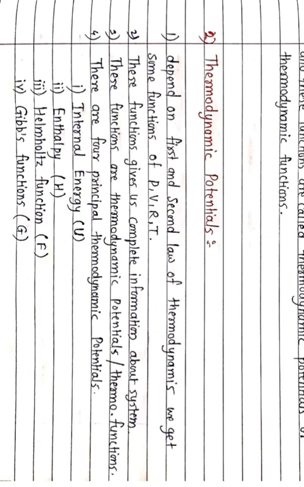There are 4 principal thermodynamic potentials. First is internal energy denoted by U. Second is enthalpy denoted by H. Next one is Helmholtz function denoted by F, and last one is Gibbs function denoted by G. These are the 4 principal thermodynamic potentials. Now we study these 4 potentials in brief.